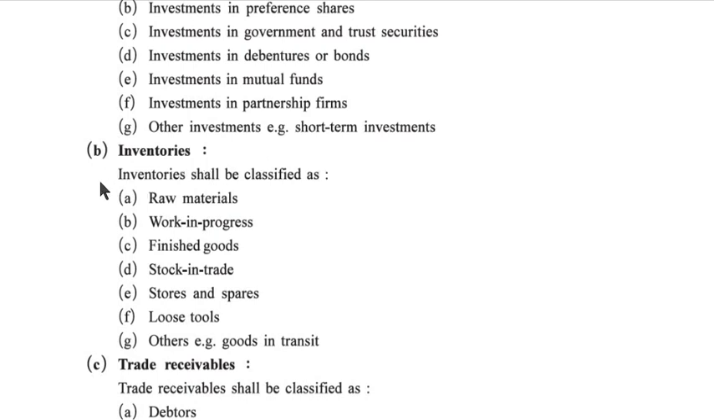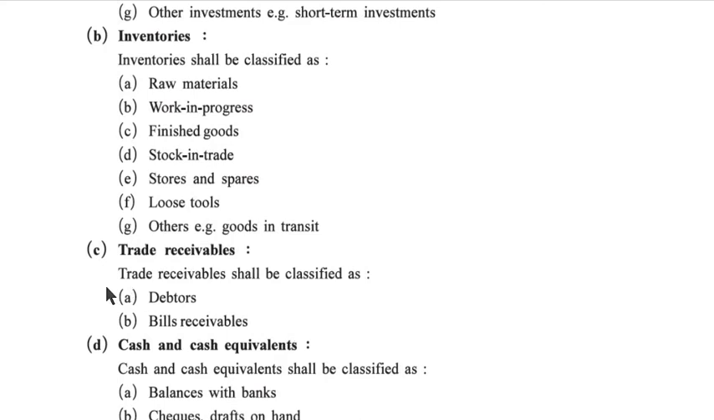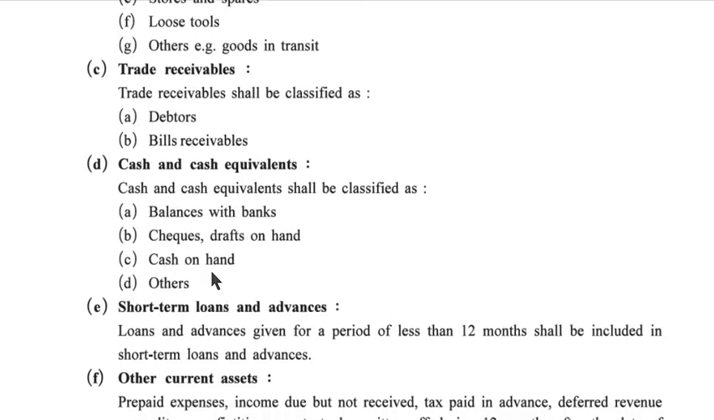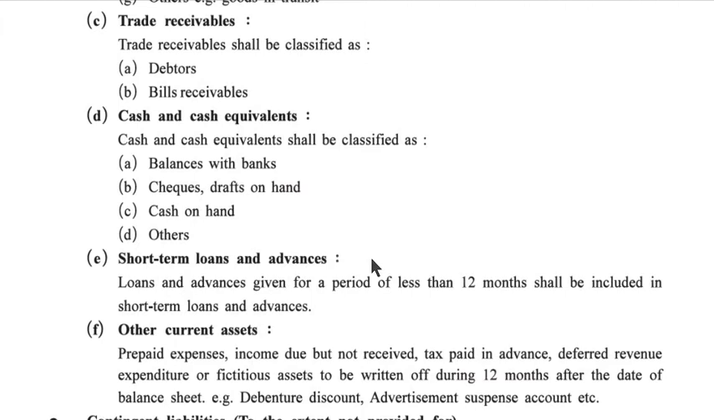And B, inventories. Inventories shall be classified as A, raw material, B, work in progress, C, finished goods, D, stock in trade, E, stores and spares, F, loose tools, and G, other goods in transit. Trade receivables. Trade receivables shall be classified as A, debtors, B, bills receivable. D, cash and cash equivalents. Cash and cash equivalents shall be classified as A, balance with banks, B, cheques, drafts on hand, C, cash on hand, D, others.